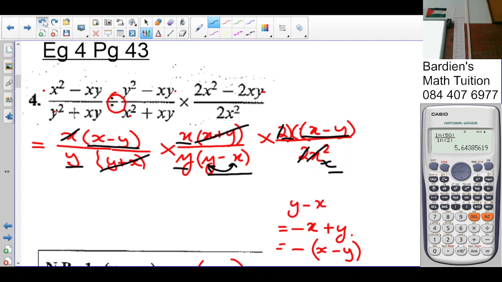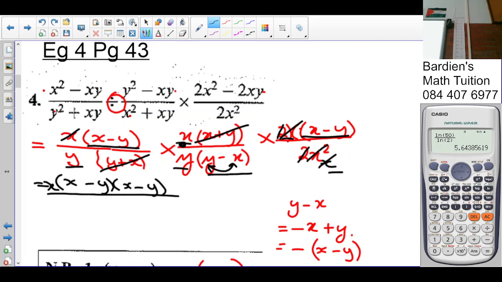Yes, she's absolutely correct. She's saying you can cancel that x with that x. Okay, good. What are we left with? x minus y times x minus y. Is there an x here? We're left with an x in front, over.